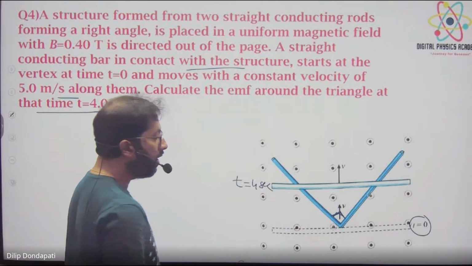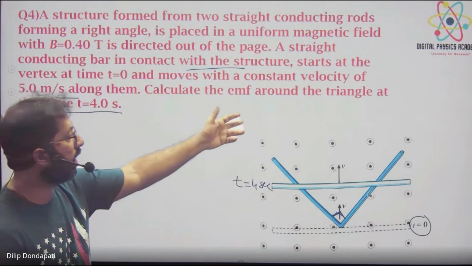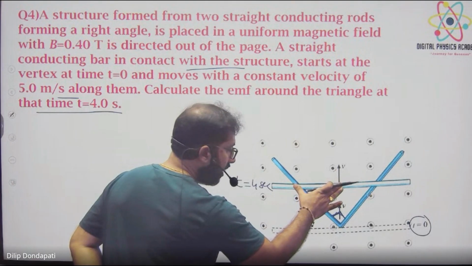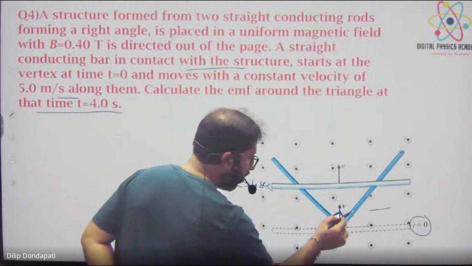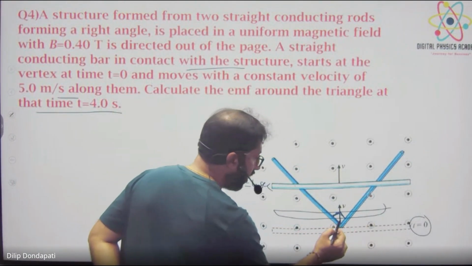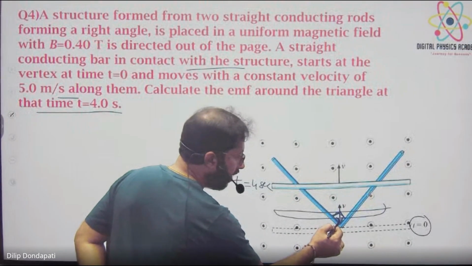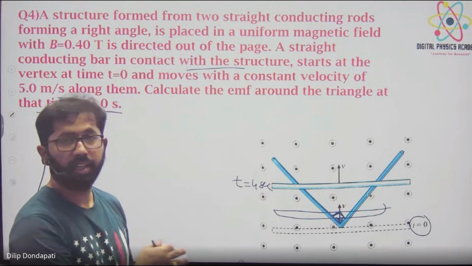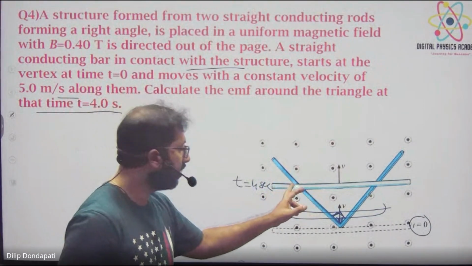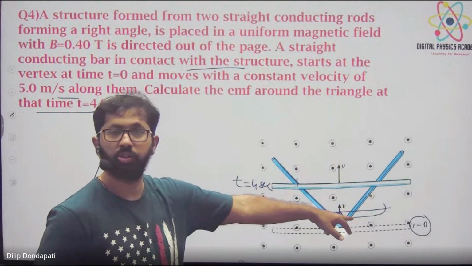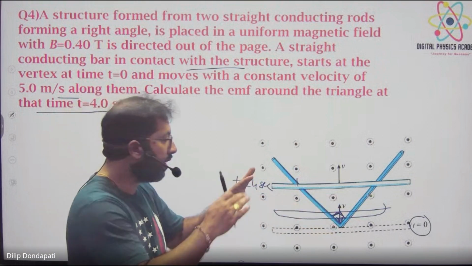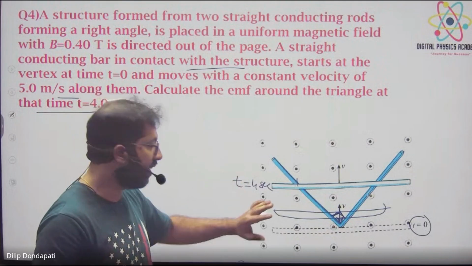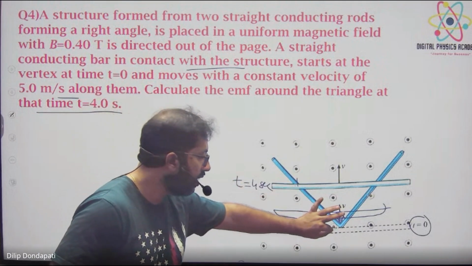At that time, how much EMF is induced around the triangle? So definitely, when the rod is here, suppose there is a small triangle, the flux lines are small. When the rod moves, the flux lines increase, and EMF will be induced. Whenever there is a closed loop, current is also produced. So indirectly, he is forming a closed structure by moving the rod. It is only one rod, not two rods. It starts from here and moves along.